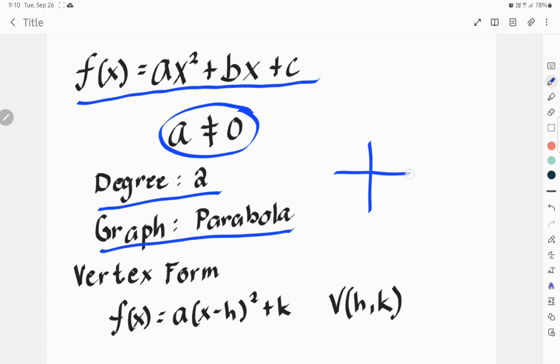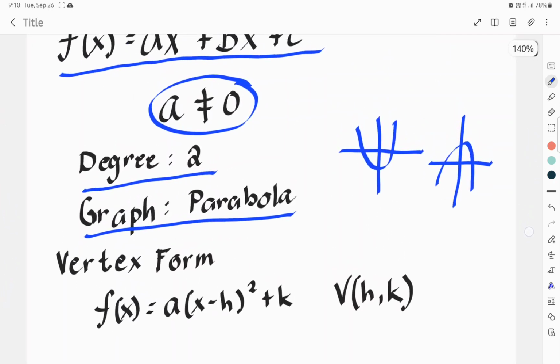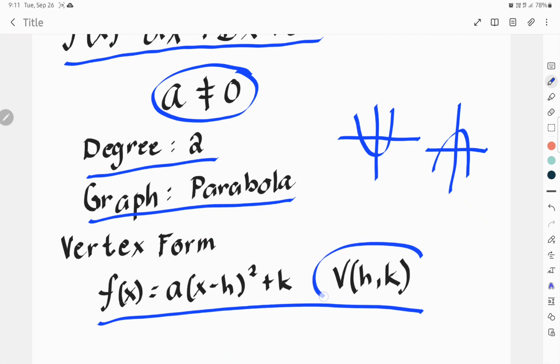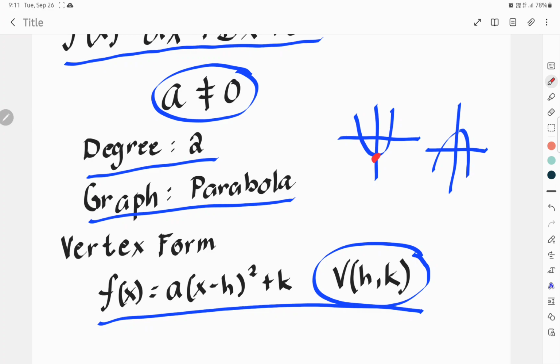If you have a Cartesian plane, this is how a parabola looks. It could be like that, or this way, or that way. Now, we have one form of a quadratic function, which is known as the vertex form. The vertex form is the leading coefficient a multiplied by the square of (x − h), plus k, where h and k is the vertex in the graph, the turning point of the parabola. That is now the vertex.